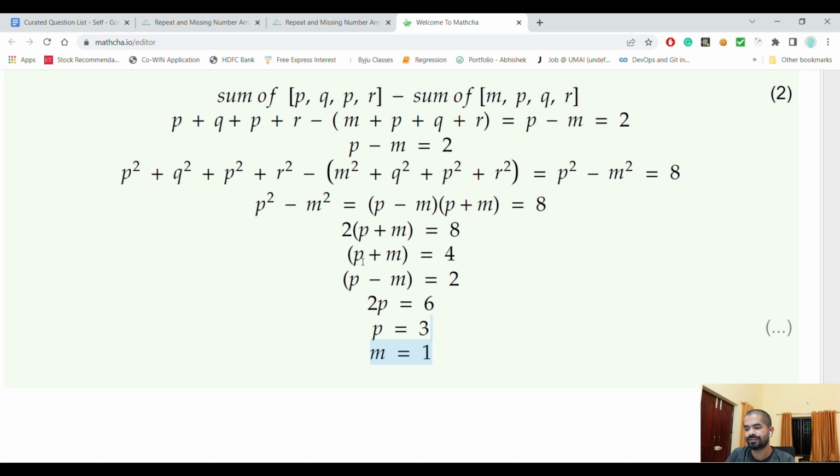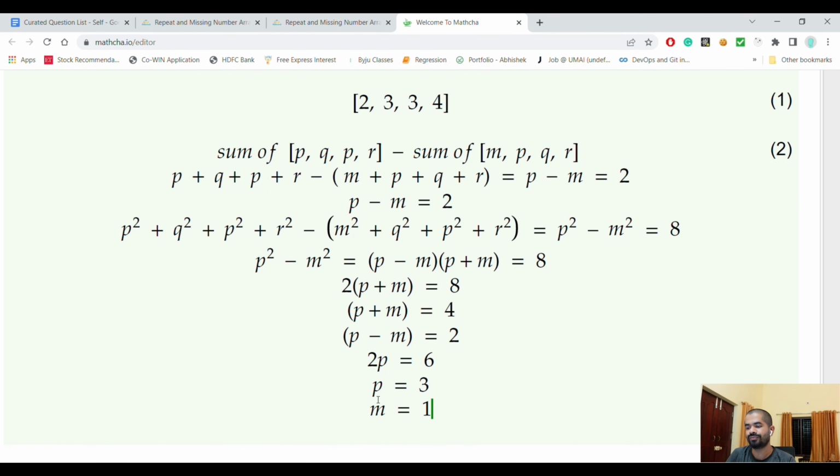Take p is 3 and substitute in the first equation. M would be 4 minus 3 and you get 1. That's pretty much it. So we got A and we got B, the missing link. Now, since we saw how the concept works mathematically, we'll see how to code it in the next video that follows this.